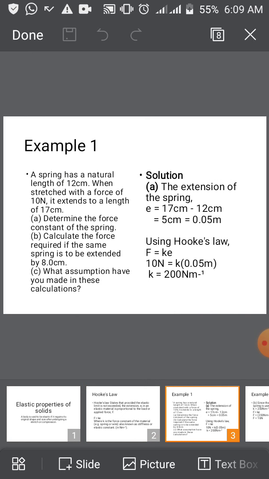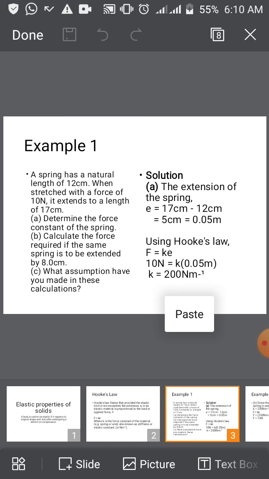The extension of the spring E will be equal to 17 cm minus 12 cm, which will give you 5 cm. When you convert to meters by dividing by 100, you will now have 0.05 meters.